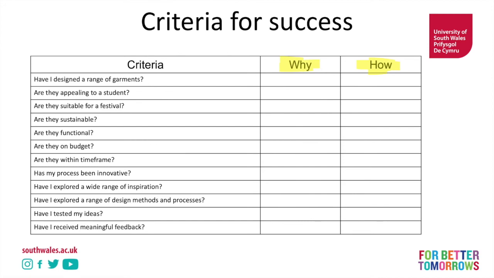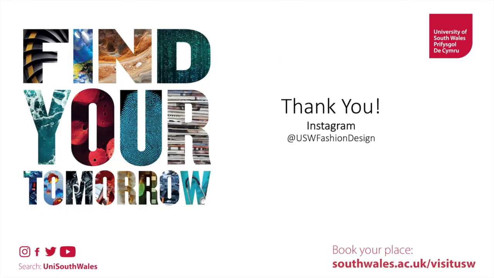So, for example, have I designed a range of clothes, a range of garments? Why would I design a range of garments? Why do they need those range of garments? How can I tell they're a range of garments? What is it about them that tells me they are a range of garments? And we can extend that all the way through this criteria, and it will really give you a very strong understanding of the brief. And it will definitely make a big difference to your final result.